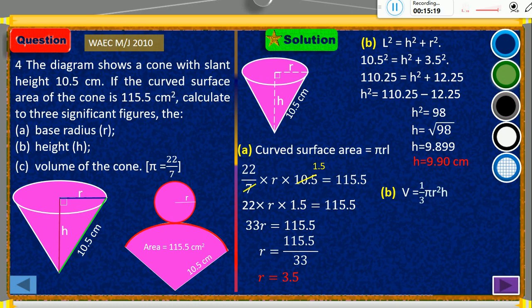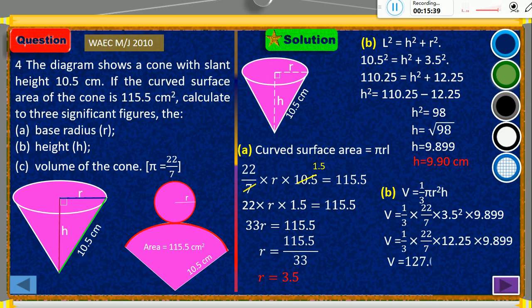Number C, V is equal to 1/3 pi r squared h. So V is equal to 1/3 times 22/7 times 3.5 squared times 9.899. On simplification, V is equal to 127.04 cubic centimeters. V is equal to 127 cubic centimeters to 3 significant figures. That gives us solution to question number 4.